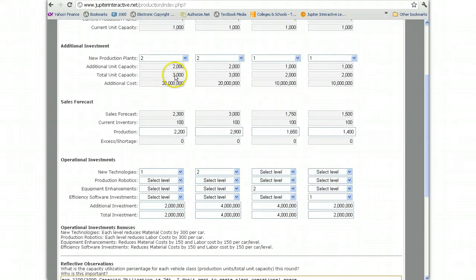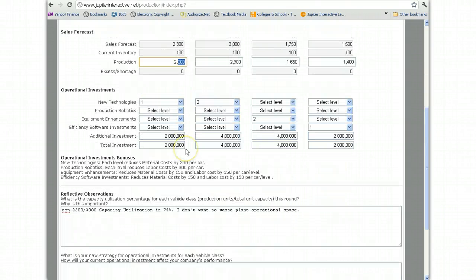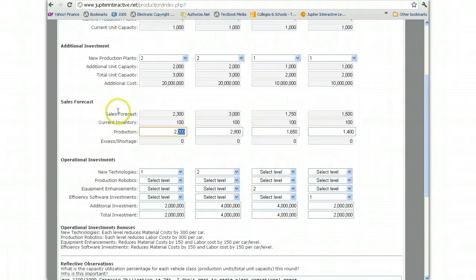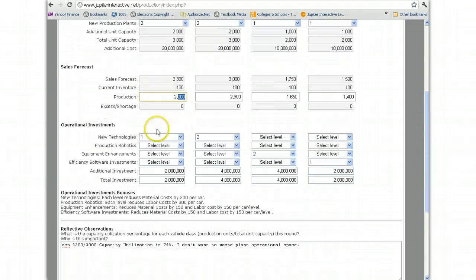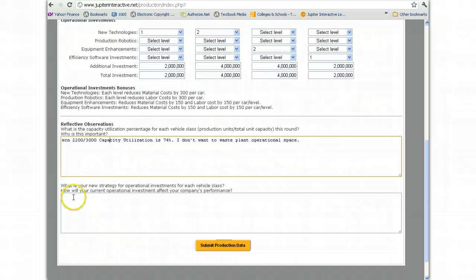plant so I can go to 3,000 capacity to only make 200 cars. That's a lot of money to spend just to make 200 cars. I don't think I'm going to make the profit back on that. I mean, that's something to think about. So this is really just kind of try to tie you into your capacity that you're buying versus what you're using for each car class.